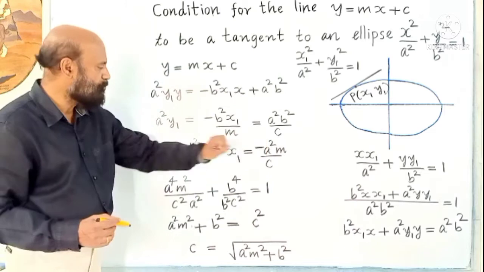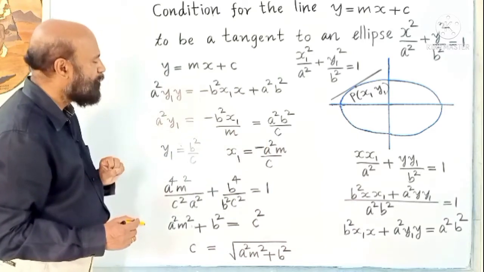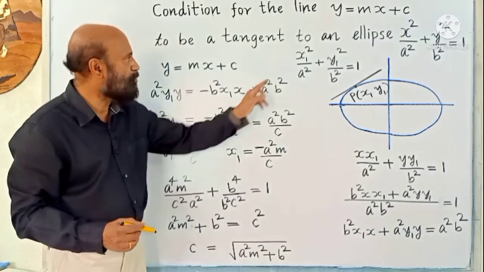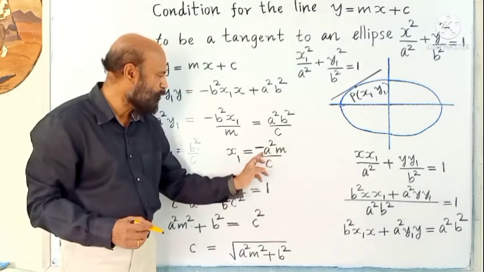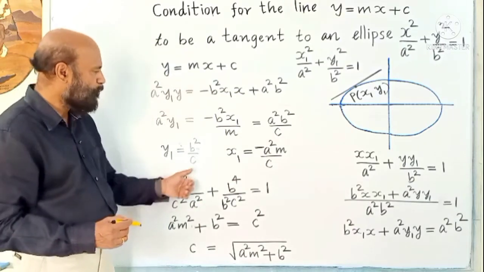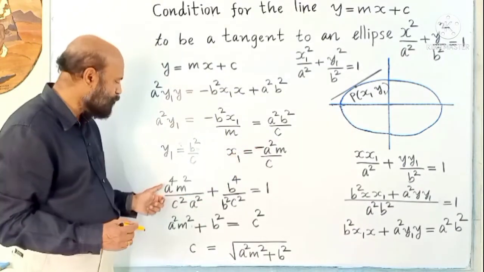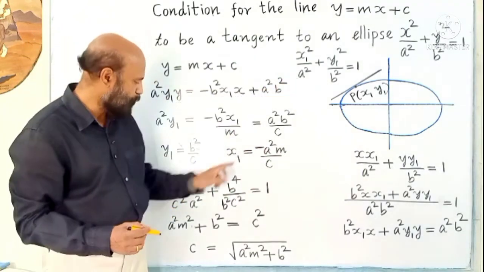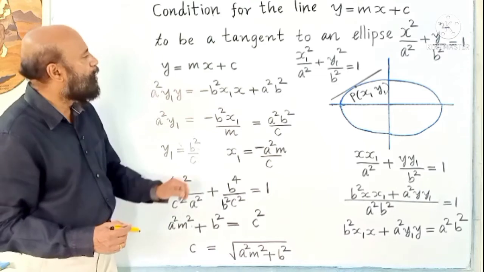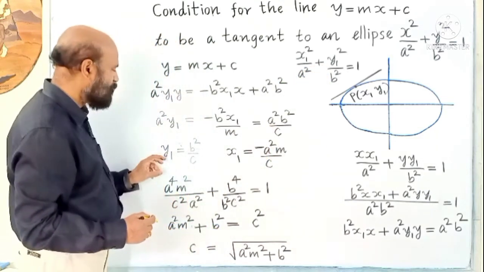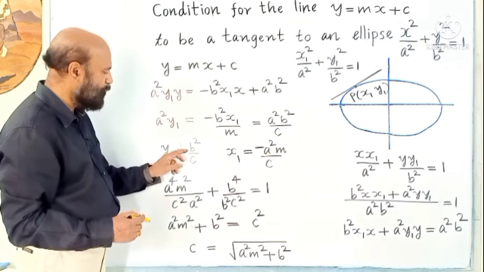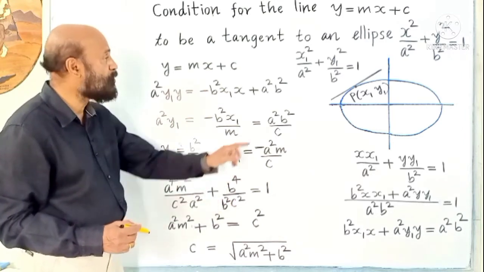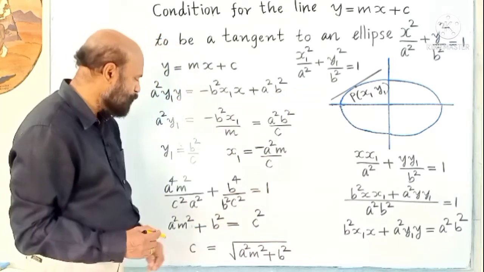Now we are getting x1 and y1. That you substitute in this equation. x1² is there, so square of this. The square of this is a raised to 4. When you square, negative will become positive. Then m², then c², then this a², plus y1². So y1 is b²/c, squared, so it will become b raised to 4 over c². Then this b² is equal to 1.